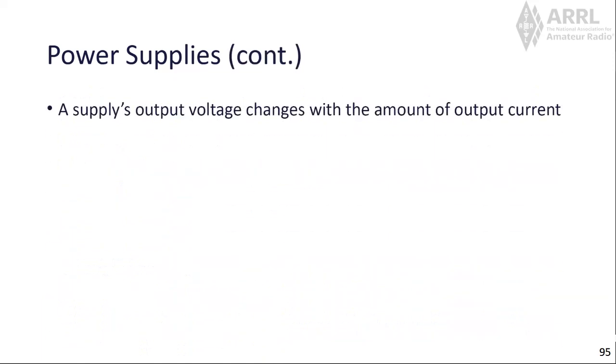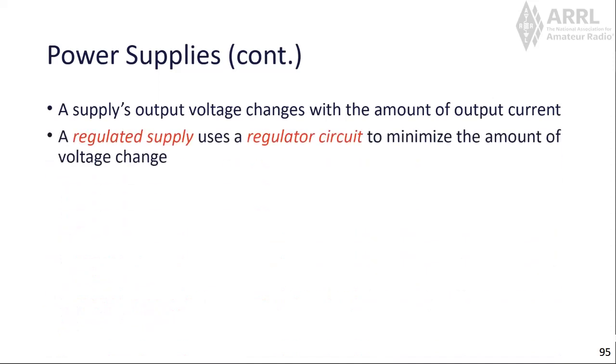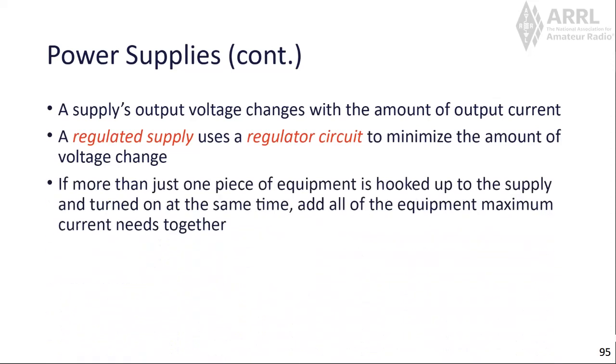Okay, a supply's output voltage changes with the amount of output current. A regulated supply, remember that word, uses a regulator circuit to minimize the amount of voltage change. If more than just one piece of equipment is hooked to the supply and turned on at the same time, add all the equipment maximum currents together to find out how much you need.